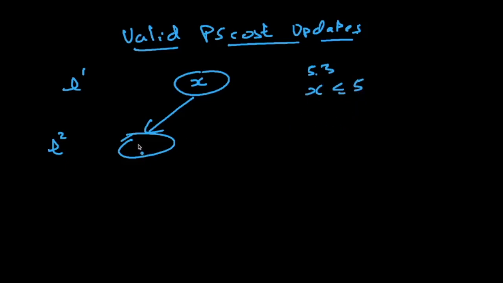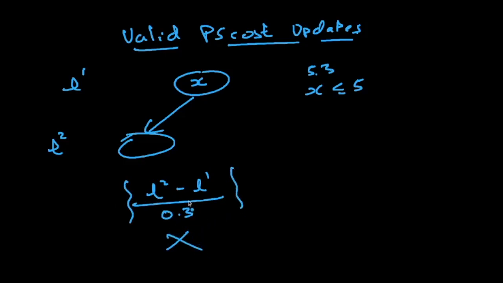And over here, normally what we would have done is L2 minus L1 divided by 0.3, right? So first of all, this is wrong. This is not correct, because 0.3 is not the right thing to divide with. X could have moved by more than 0.3, right? So here X could have been, let's say, 3.2 when we solve this LP again.